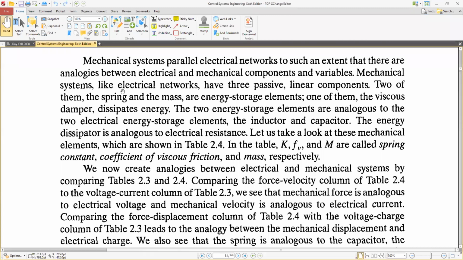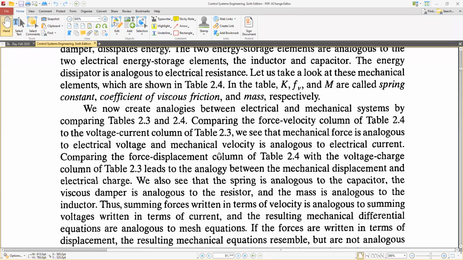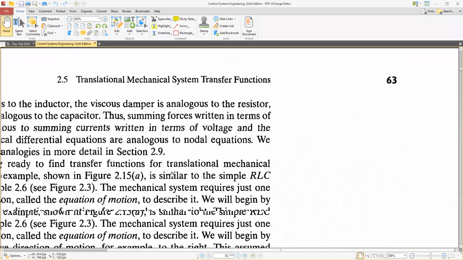The two energy storage elements are analogous to the two electrical energy storage elements, the inductor and the capacitor. Spring and mass are energy storage components similar to the inductor and capacitor. And the energy dissipator is analogous to the electrical resistance. Let us take a look at these mechanical elements shown in table 2.4. K, Fv and M are called the spring constant, coefficient of viscous friction, and mass. We now create analogies between electrical and mechanical systems by comparing tables 2.3 and 2.4.